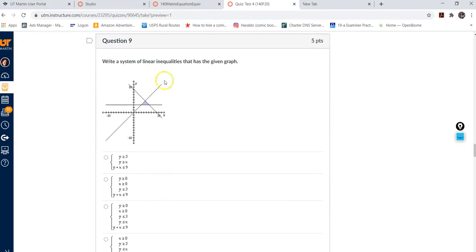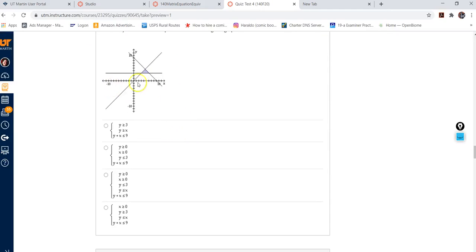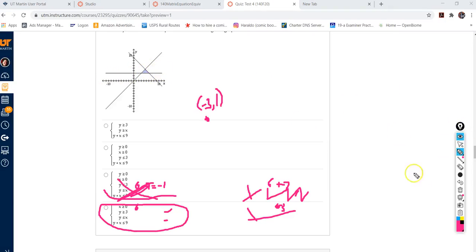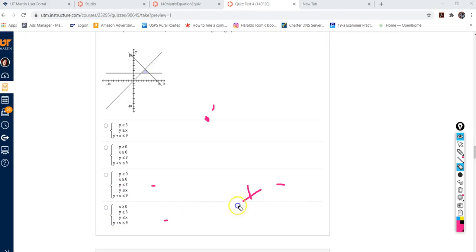Write a system of linear inequalities that has this given graph. Okay, this is the line y equals 3. And from this region here, I'm going to have y is on the line and above. So I am going to need y is greater than or equal to 3. I'm going to have that in my system. All right, so this line is y equals 3.